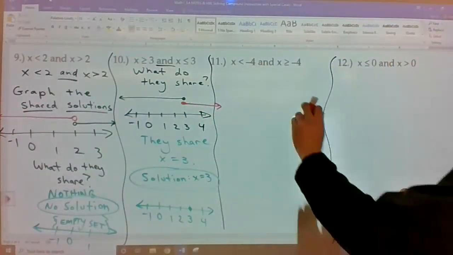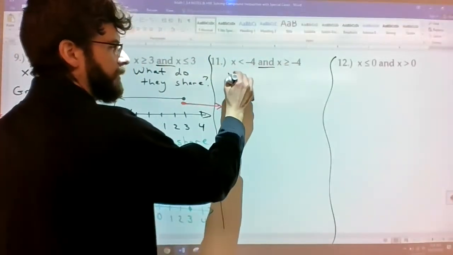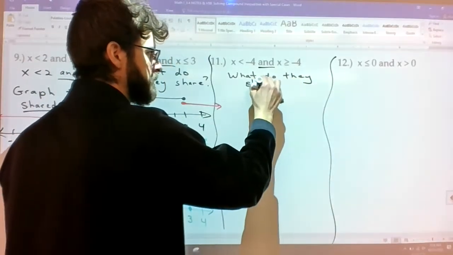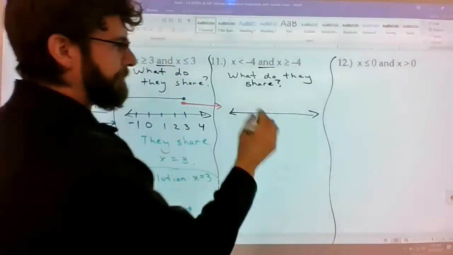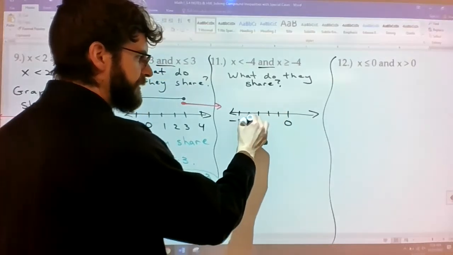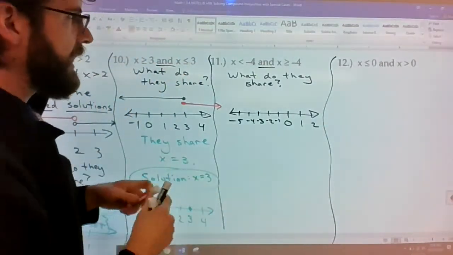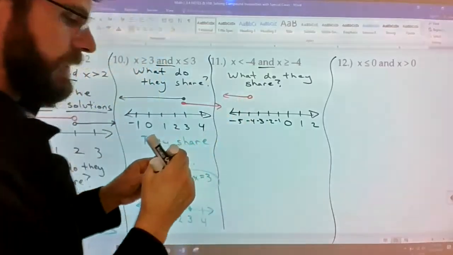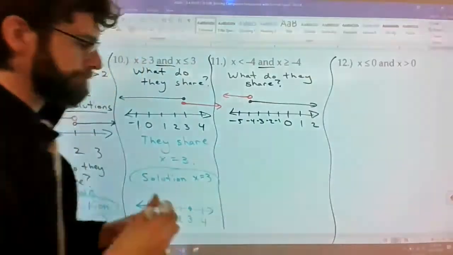Now, what happens if one is open and one is closed? What do these two share? Well, if I were to graph both of them again on the number line, -1, 2, 3, 4, 5, maybe 1, 2 over here. We'll say in red ink is x is less than -4. In black ink is x is greater than or equal to -4.